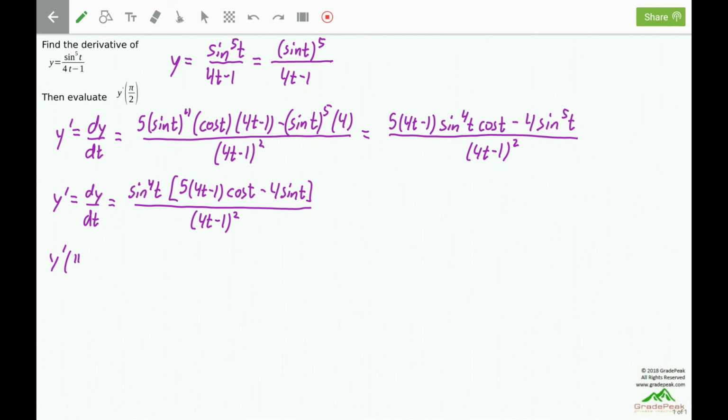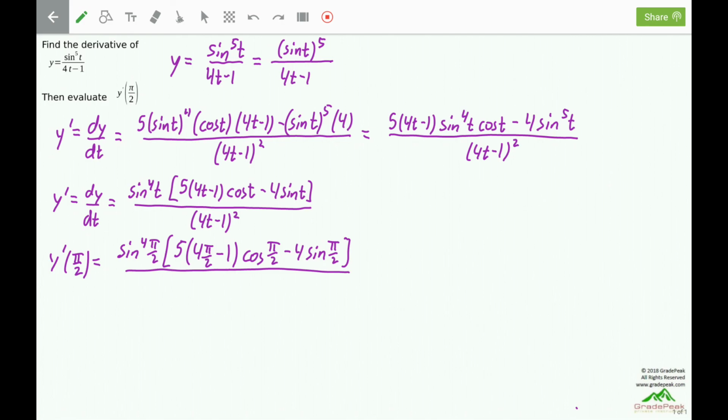That means to plug a pi over 2 in for each of the t's. So that will give us sine to the fourth of pi over 2 times the quantity of 5 times 4 pi over 2, minus 1, cosine of pi over 2, minus 4 times sine of pi over 2, and then all of this divided by 4 times pi over 2, and then minus 1 squared.